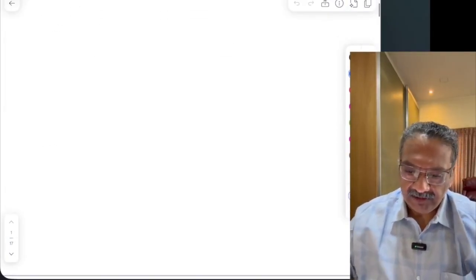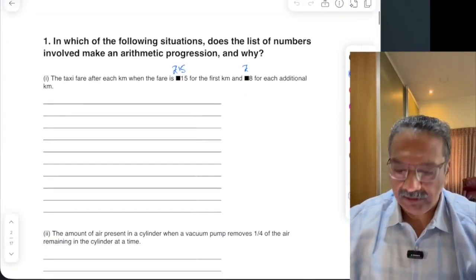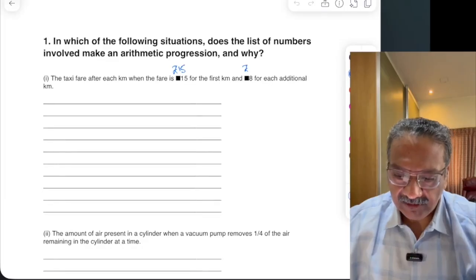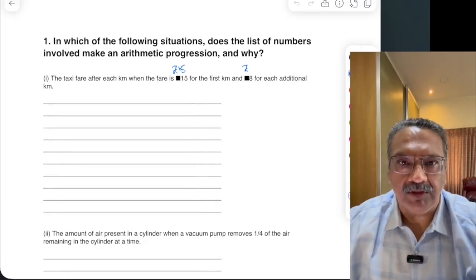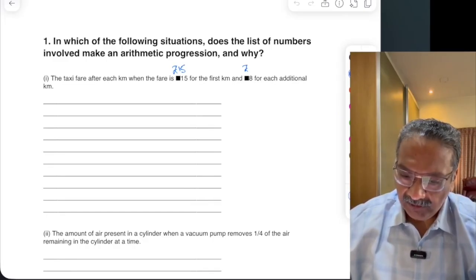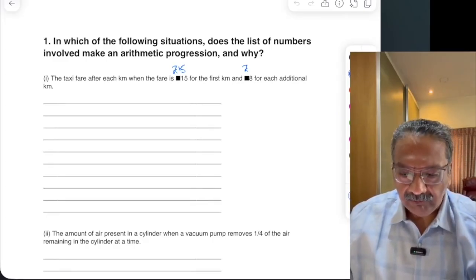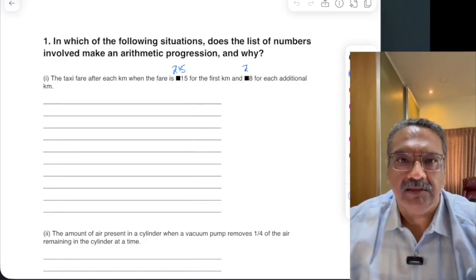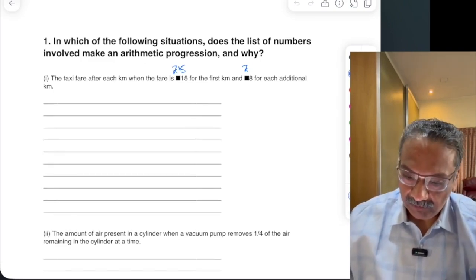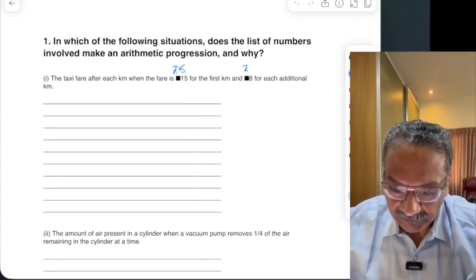The first question says, in which of the following situations does the list of numbers involved make an arithmetic progression and why? You are all aware that to find out whether it is an arithmetic progression or not, we have to find the common difference. So, let us take the first question, part 1.